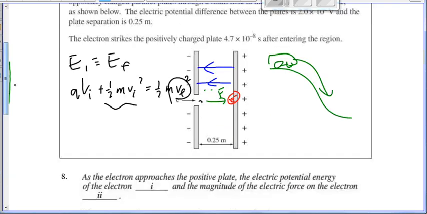So what would we do? Instead of putting 1 half mv squared in there, we would just say EF, right? The final energy. If we're looking for final speed, we put in 1 half mv squared. Looking for the final energy, we'll just solve for EF there, which is equivalent to the initial energy.